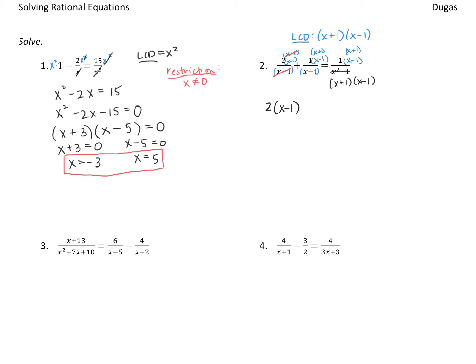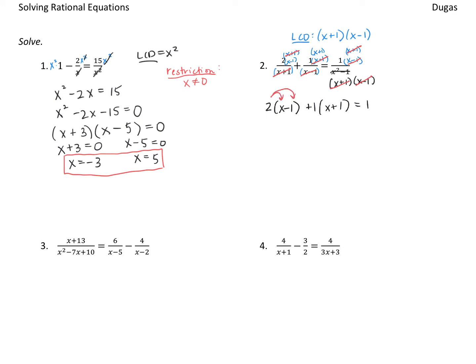In the second fraction, the x minus 1's cancel out, and that will leave plus 1 times x plus 1. In the last fraction, x plus 1's cancel and the x minus 1's cancel. And that just leaves me with a 1. All my denominators canceled out with my LCD, so that was good.